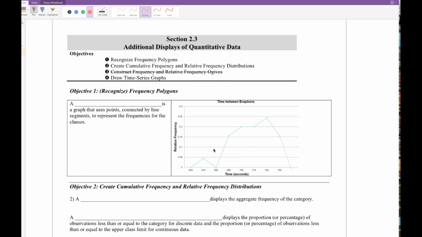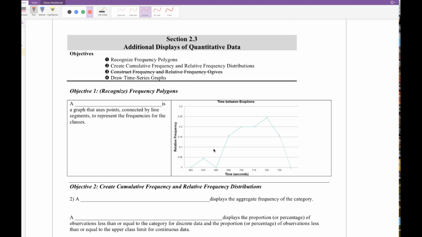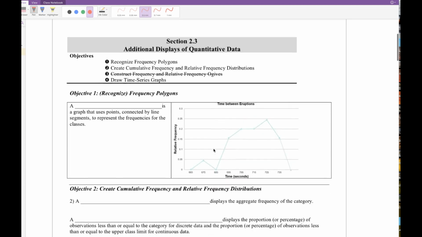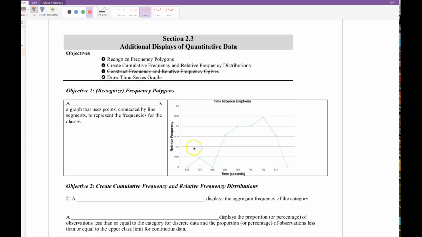This video introduces us to the concepts of Chapter 2.3. It's a short lecture, covers a few of the different types of graphs that we look at and you should be familiar with. Let me show you that, and I'll fill in some of these blanks.